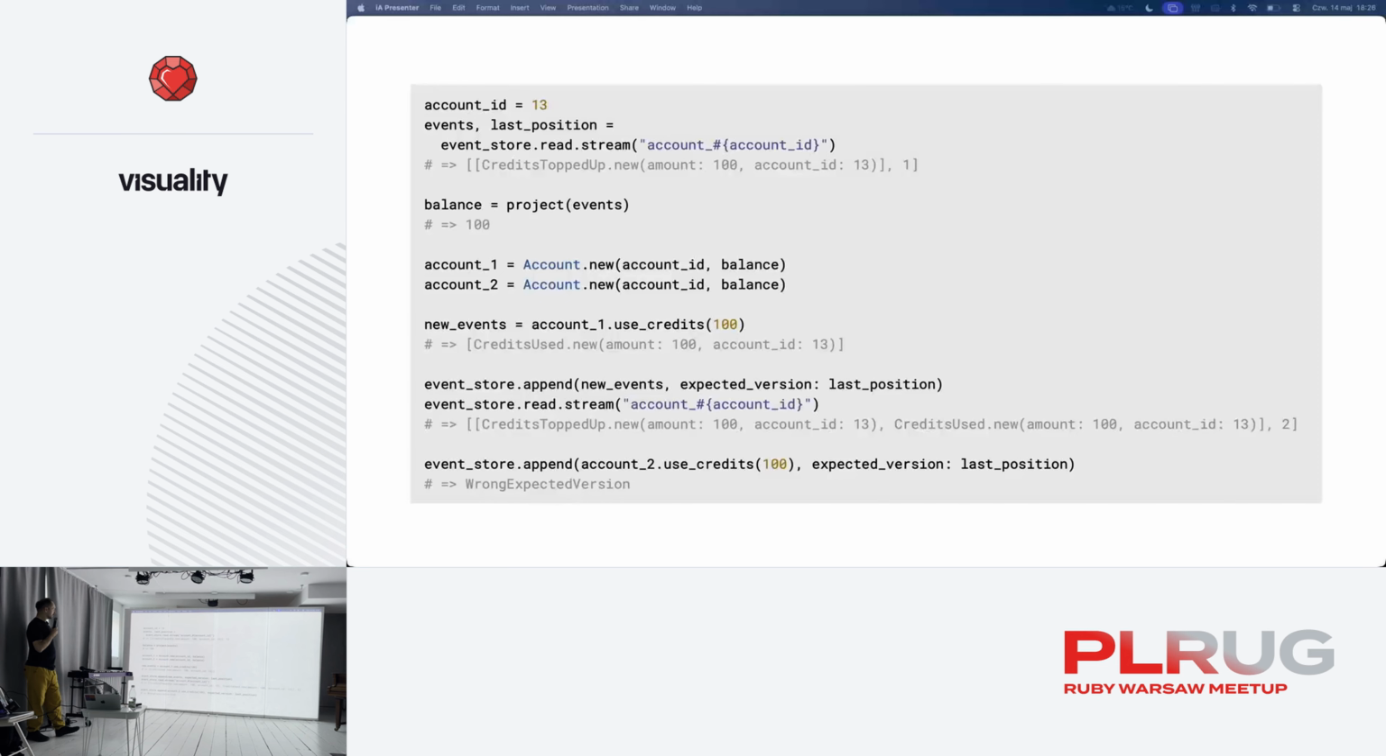The way to figure out that something changed is to get not only the events but also the last position in the stream, which tells us what the state of the storage was at the moment when we were doing the read operation. Then it's the event store or the database that is responsible for comparing whether the decision we're trying to persist was made in particular circumstances. If those circumstances changed, the event store should fail the operation because something happened in between.